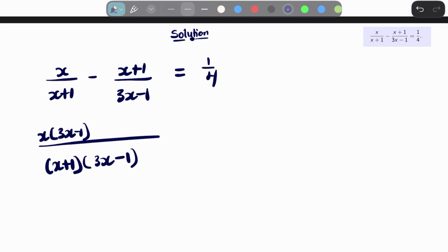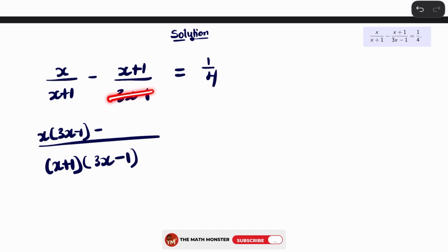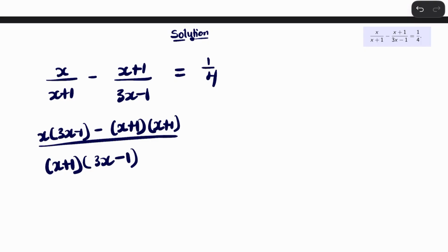Then minus, here this cancels out this, so we are going to have this multiplying this. So we are going to have x plus 1 multiplying x plus 1, all is equal to 1 over 4. So we have to expand this, then we group like terms.